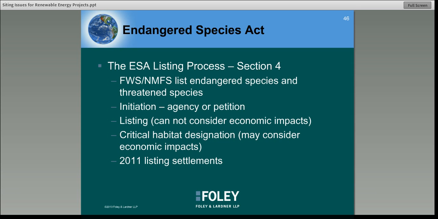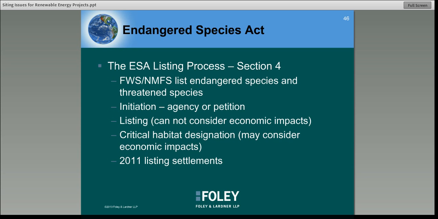So the listing process. I'm going to go through this kind of quickly, just as some background. So FWS and NMFS have the ability to list endangered species. That process can either be initiated by the agency or by a petition, generally from a non-governmental entity with an interest in that species. There are a variety of different factors that are evaluated in determining whether or not to list the species, but I think the most significant and the one that most often comes up in the context of renewables projects is that clients are frequently surprised that for listing purposes, you can't consider economic impacts. So regardless of the cost to list the species, if it merits protection, it gets listed.